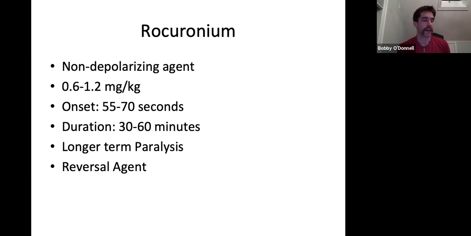The other thing with non-depolarizing paralytics is there's a reversal agent. So if there is a complication where you need to get rid of the paralysis, a medication called sugammadex, which the best analogy is it's like a Narcan for paralytics in a way. The difference is that it's not pushing it off, it just encapsulates the molecule.